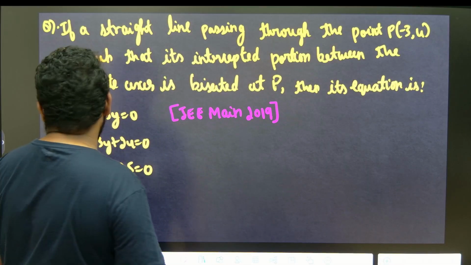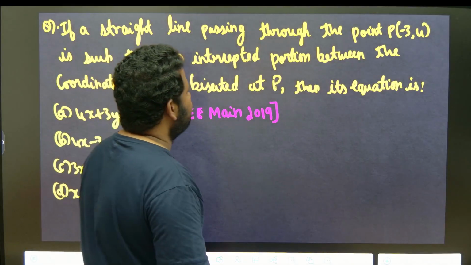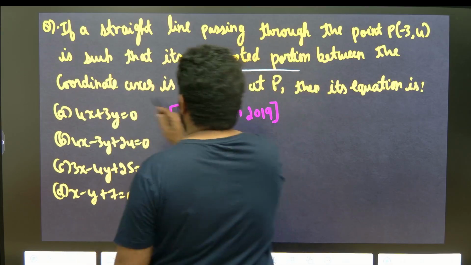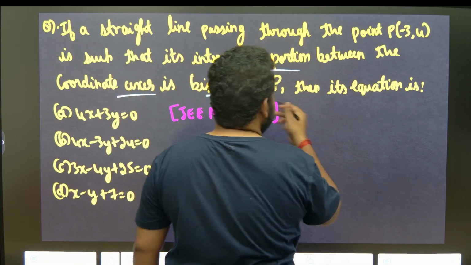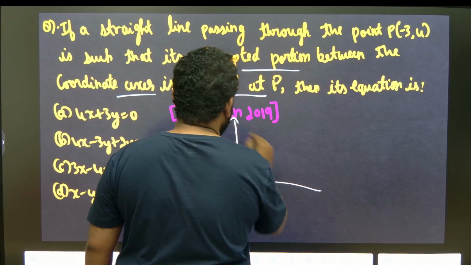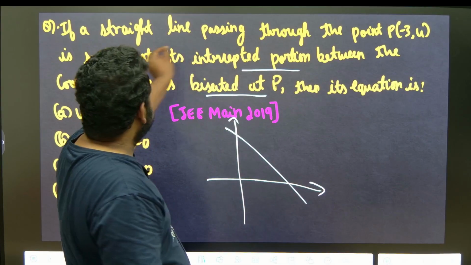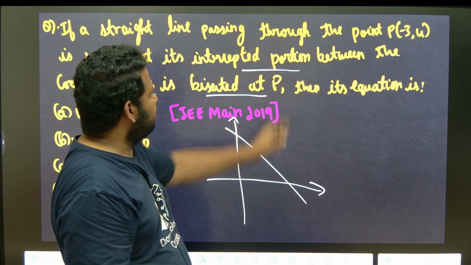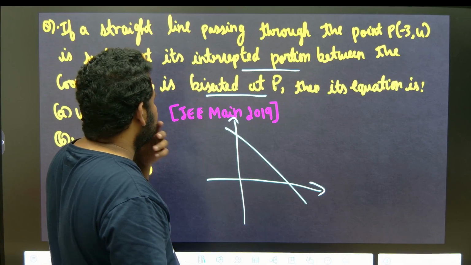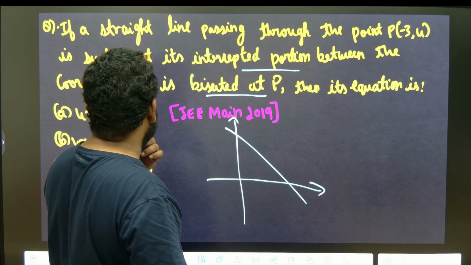This is also a very simple question. What they are telling is, if a straight line passing through the point P minus 3 comma 4 is such that its intercepted portion between the coordinate axes is bisected at P, then its equation is. So this is also double intercept form.